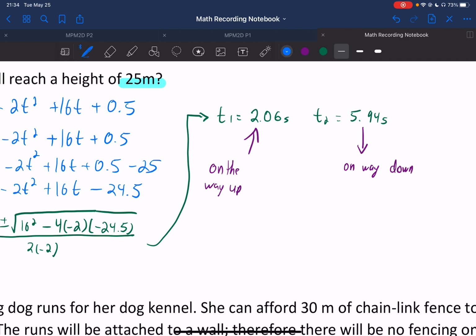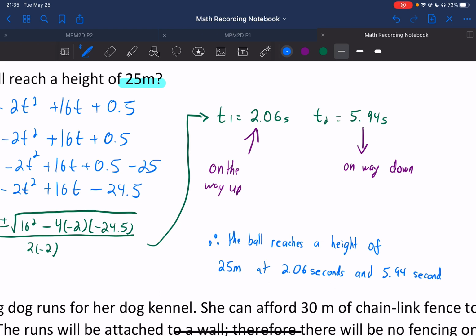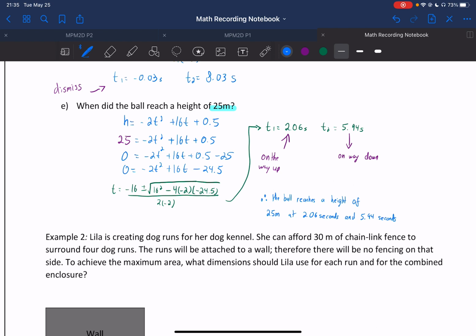So to sum up, we can say that, therefore, the ball reaches a height of 25 meters at 2.06 seconds and 5.94 seconds. So that's a couple different ways of which we hit all the questions that are available to us.